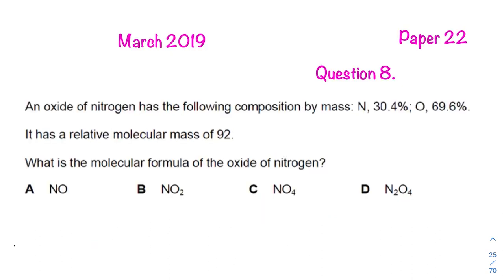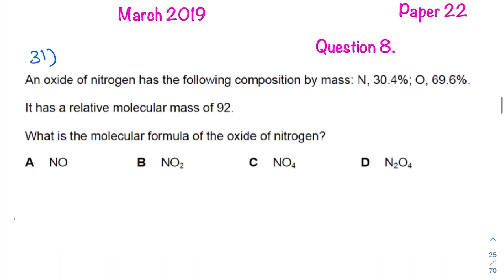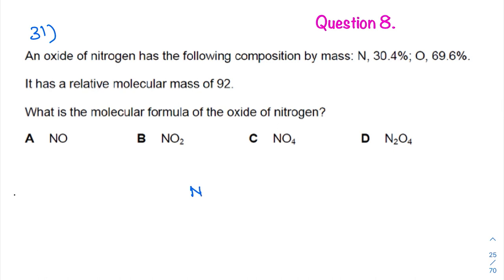Coming to the next question, question number 31 from March 2019, paper 22, question number 8. An oxide of nitrogen has a composition of 30.4% nitrogen and 69.6% oxygen. The relative molecular mass is 92. What is the molecular formula? So first of all, we have to calculate the empirical formula. For that, we have to calculate n.